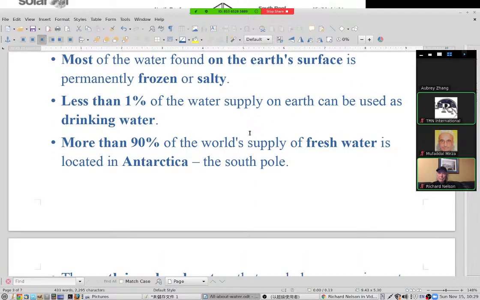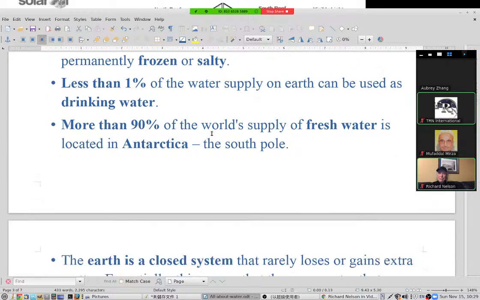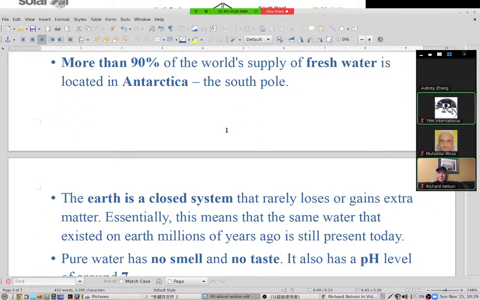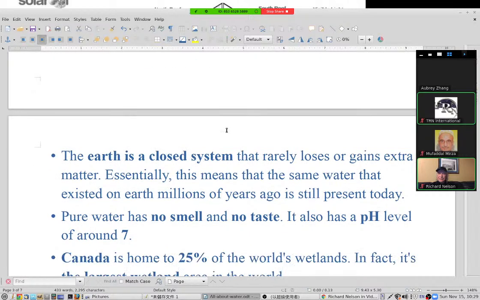And we also need to look at this fact. More than 90% of the world's supply of fresh water is located in Antarctica. My pronunciation, Antarctica, yeah, the South Pole. So this is also important. We need to learn all the facts, right? And then we learn why we need to solve the climate issue locally.